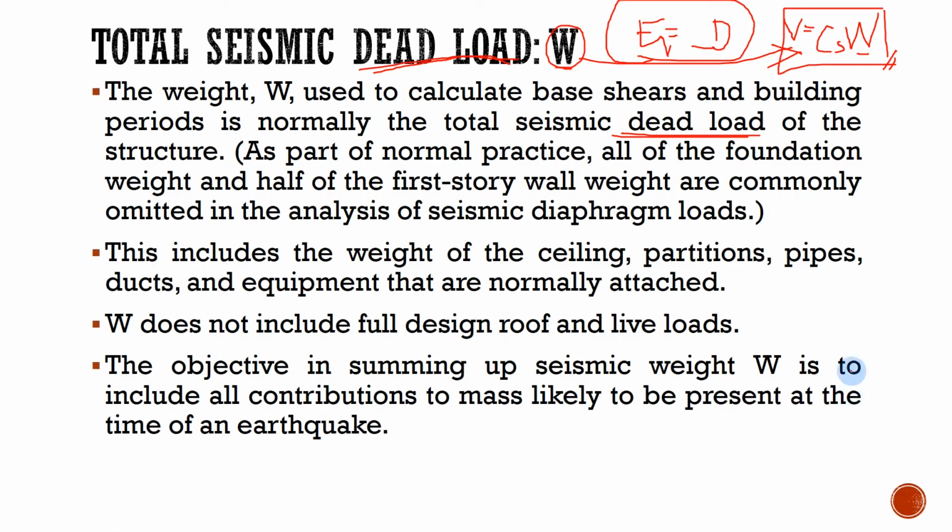Now, this includes the weight of the ceiling, partitions, walls, glass, then pipes, ducts, plumbing, mechanical ducts, and aside from pipes, the electrical, di ba? Accessories, ceiling, then all equipment that are normally attached to the floor. So W does not include full design roof and live loads.